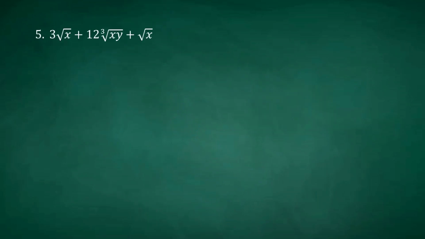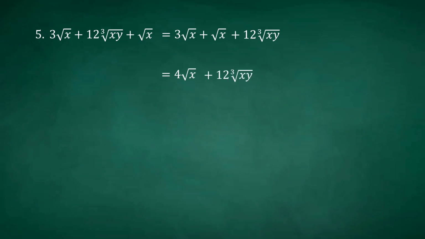Example number 5. Rearrange terms so that like radicals are next to each other. Then add. 3 square root of x and the square root of x are the same radicals, so we can add their coefficients. 3 plus 1 is equal to 4, and copy the square root of x, and then copy the second term, which is 12 cube root of xy, since they don't have the same radicals. So our final answer is 4 square root of x and 12 cube root of xy.